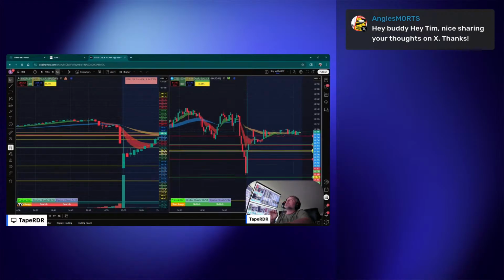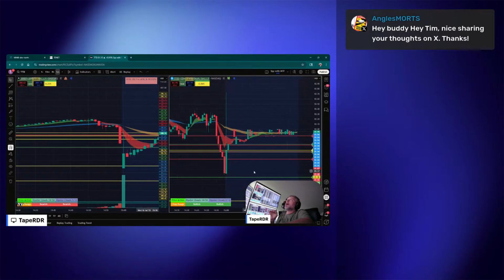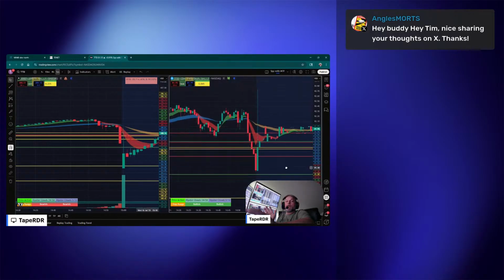Now the other example is TTD. Now, TTD had a sell imbalance. We've already defined what that sell imbalance is. It was 1.3 million, 4 million. Forget exactly what it was, but I showed it to you.